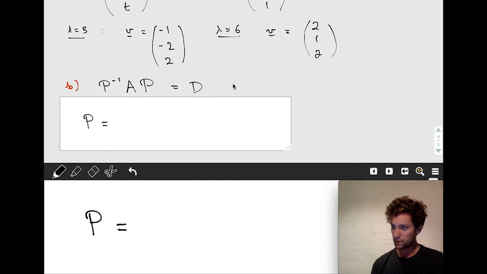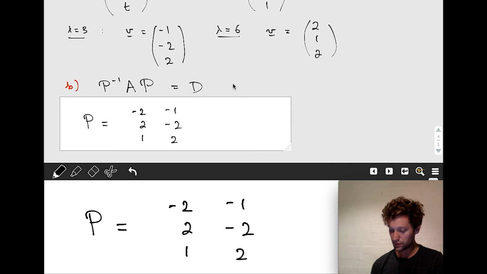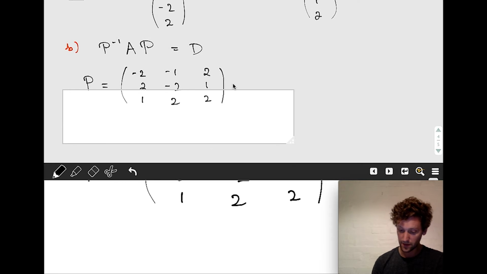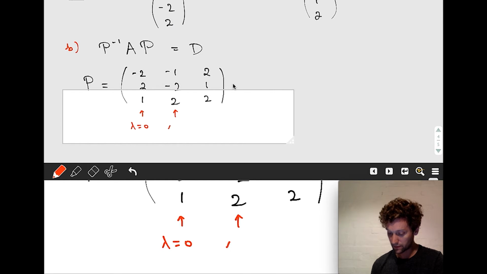that is, writing down the eigenvector for lambda equals 0 was -2, 2, 1. Eigenvector for lambda equals 3 was -1, -2, 2. And the eigenvector for lambda equals 6 was 2, 1, 2. So those are my eigenvectors. Let me write down which ones these are. This is the eigenvector for lambda equals 0. This is the eigenvector for lambda equals 3. And this is the eigenvector for lambda equals 6.